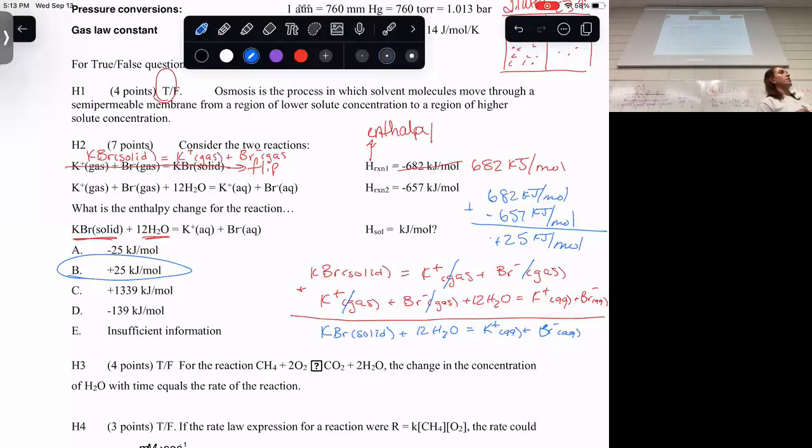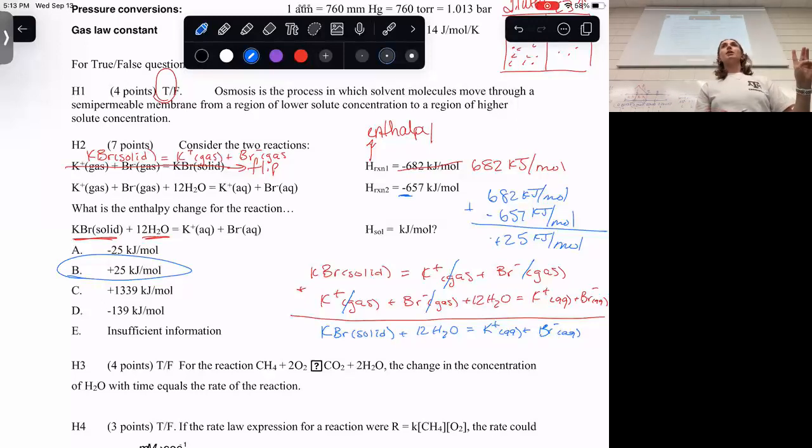So reaction 2 has a negative 657. You just want to make sure you hold on to your positive or negatives depending on if you have to flip an equation or if you have to multiply or divide. If we have to multiply a whole reaction by, let's say, 2, what do you have to do to its enthalpy? Also multiply it by 2. If you divide by 2, what do you have to do? Also divide by 2, okay? So whatever you do to that chemical equation, you also do to your enthalpy of reaction.